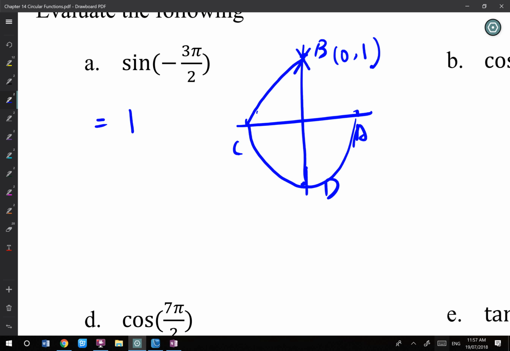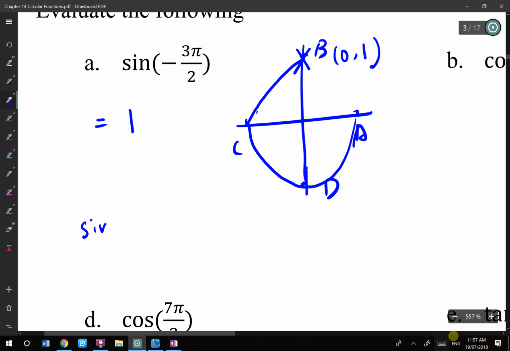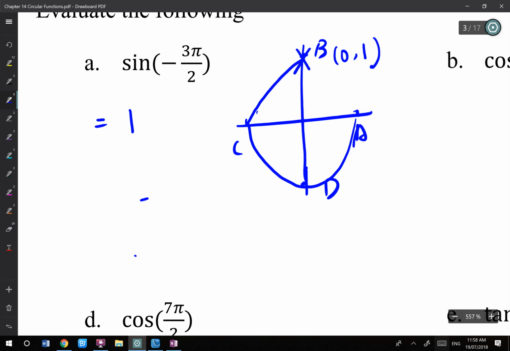Why do you multiply it by -1? Because it's -3 pi over 2, so you have sine of -3 pi over 2, and you multiply sine of 3 pi over 2 by -1. For sine, yes, because of the rule. For cos, it's not, so you don't use that method, because for some yes, some no. For tangent, maybe yes, maybe no. We haven't learned that yet.